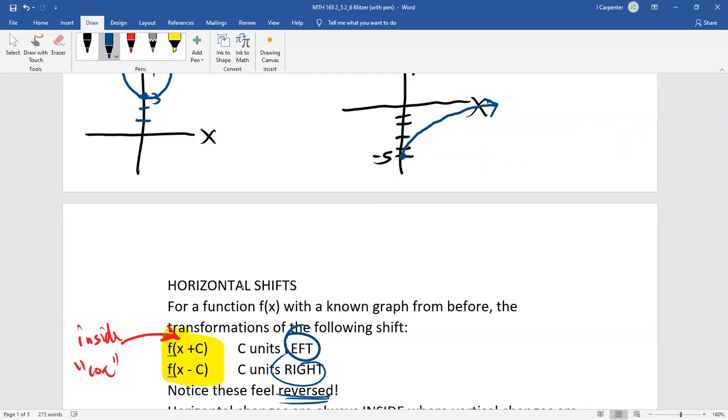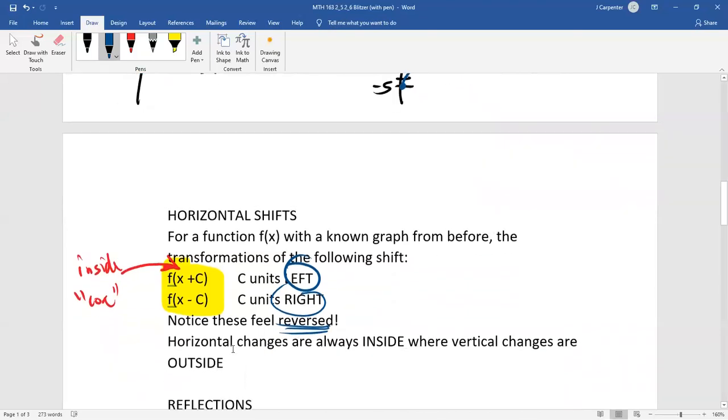But it's a counterbalance in this format versus a direct effect in the other, because the way we actually write our equations and lines, we can do it differently. And let's just not get into that weird stuff. But that's the thing you've got to keep organized. Inside is horizontal, outside is vertical. The vertical shifts feel correct. The horizontal ones feel backwards. So horizontal changes are always inside, where vertical changes are always outside. So there's me finally writing it down. Told you I was going to sooner than later.